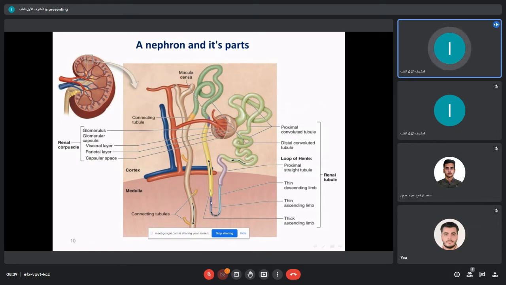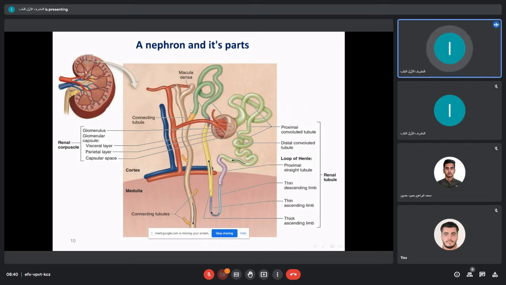The loop of Henle consists of two limbs, both of them thin: the descending and ascending limb. It continues upward as the thick ascending straight tubule that enters the cortex and continues in proximity to the renal corpuscle, and then becomes convoluted as the distal convoluted tubule. So both the proximal and distal convoluted tubules are located within the cortex, while the loop of Henle is located within the medulla.